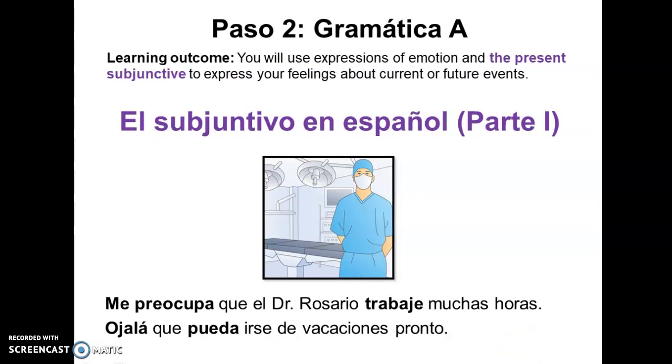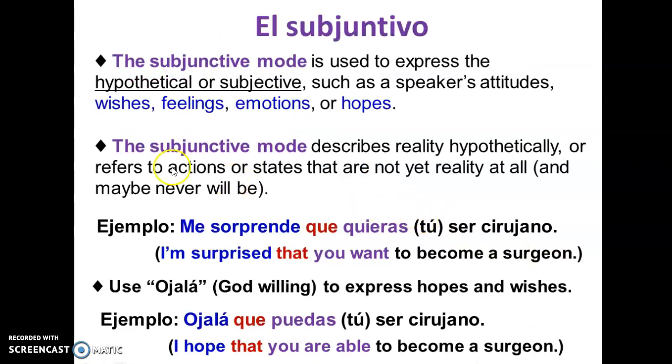Okay, so let's continue. This mode is used to express many hypothetical or subjective things, such as the speaker's attitudes, wishes, feelings, emotions, or hopes. So this is what we're going to be discussing in these two parts. And then it describes reality hypothetically. It refers to actions or states that are not yet a reality at all, and maybe never will be.